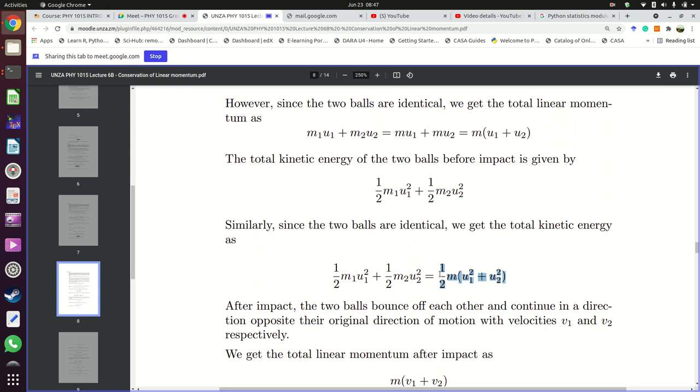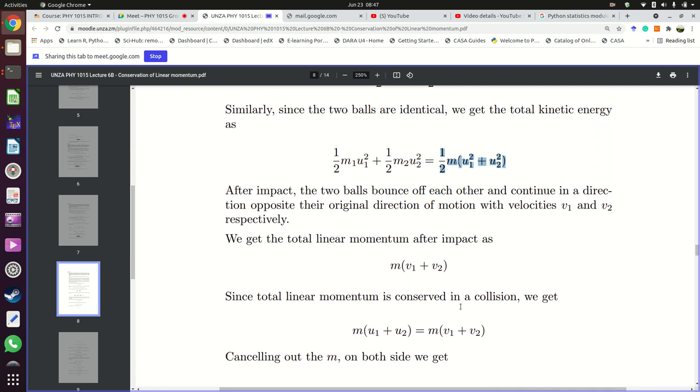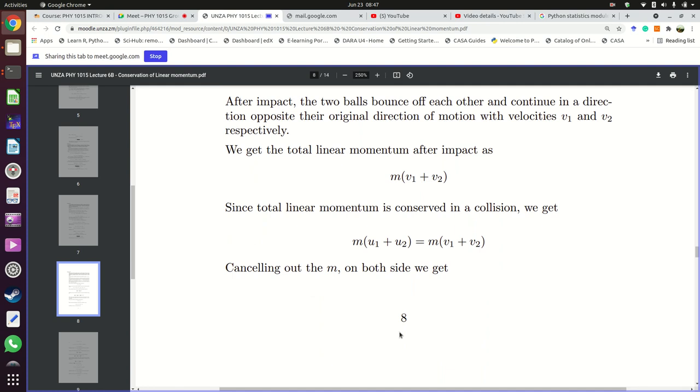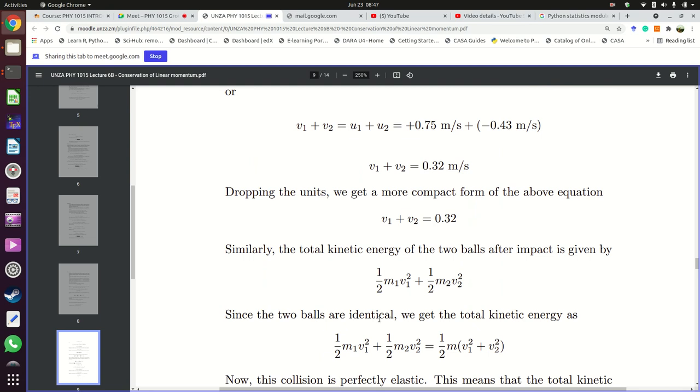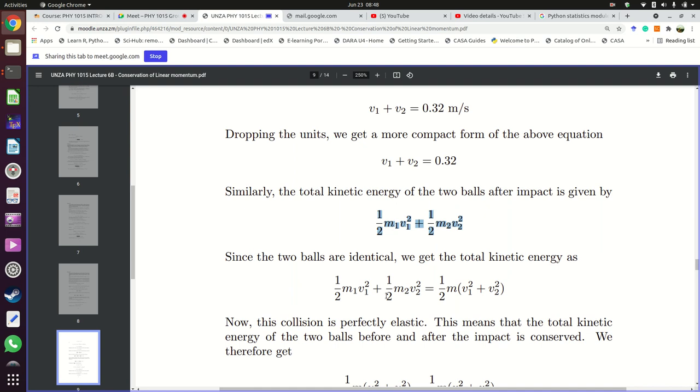So we are now interested in kinetic energy because we are told that the collision is elastic. After the collision, just after the collision, the masses don't change, but we also know the velocities. The velocities are going to be v1 and v2. So in a similar fashion, we can work out the total kinetic energy after impact with this expression here: half m1 v1 squared plus half m2 v2 squared. So this is the total kinetic energy after impact. And since m1 and m2 are the same, this expression just becomes half m open bracket v1 squared plus v2 squared.